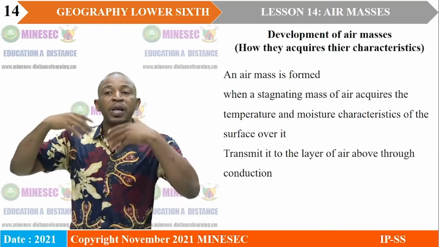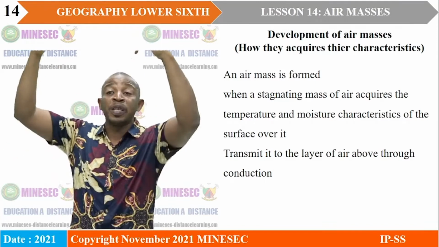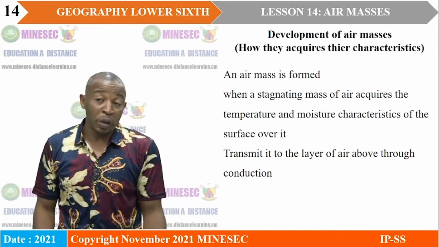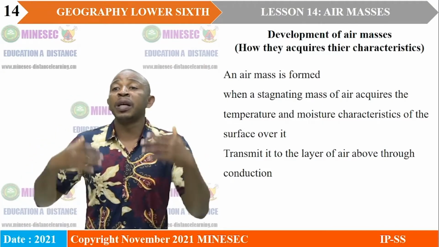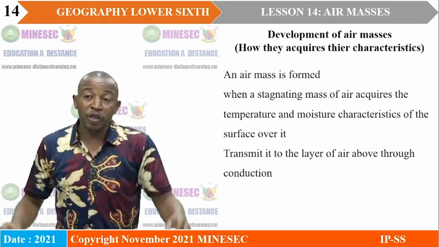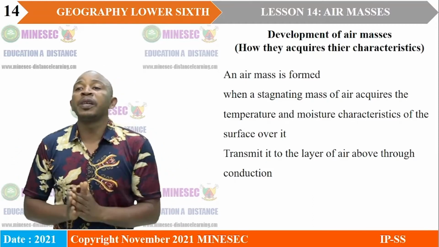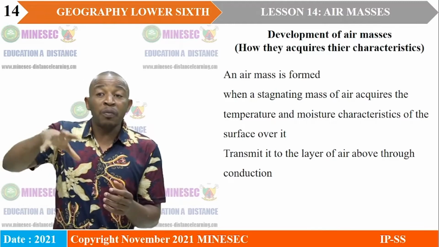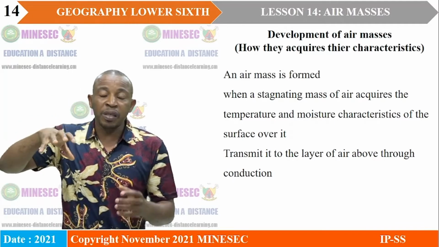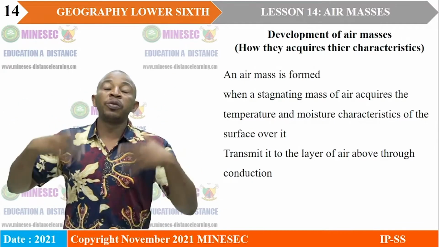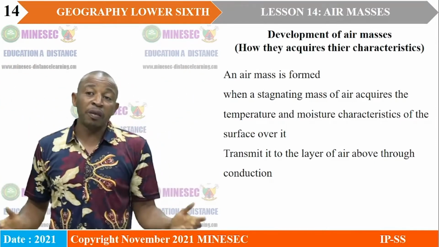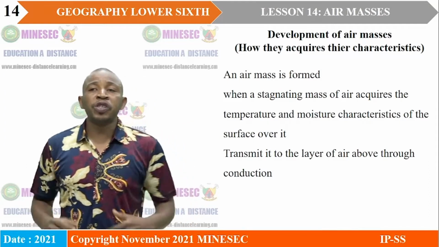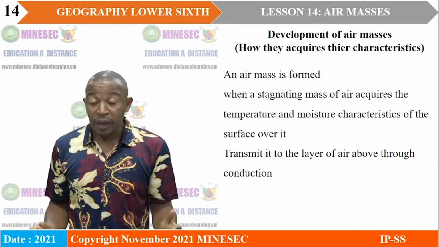These air molecules are also going to take this heat, transmit it to the next air molecules above them, and that is how the heat keeps moving upward. If the temperatures are low, that is how the low temperatures will also be transmitted. So we are saying that they acquire their characteristics mainly when they absorb the characteristics of the surface, transmit it through conduction to the air molecules found above, and thereby change the whole temperature of the air. That is how they are developed.